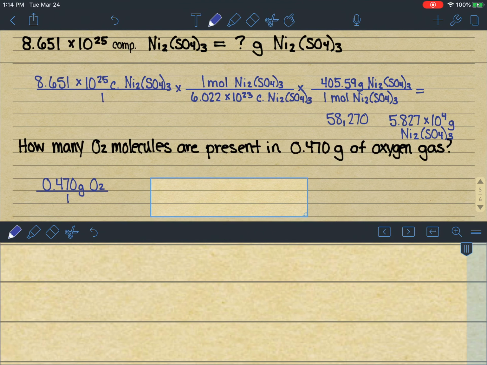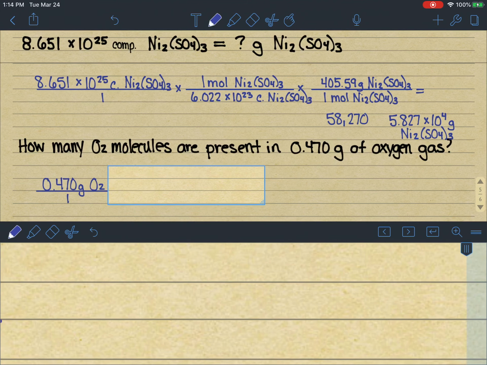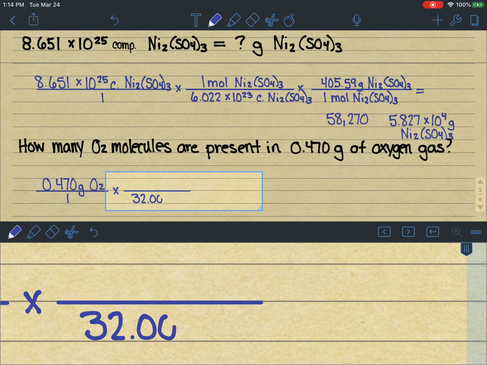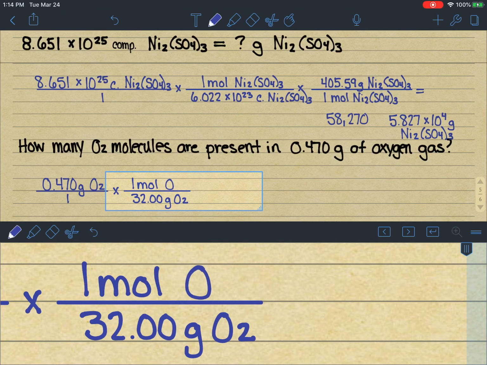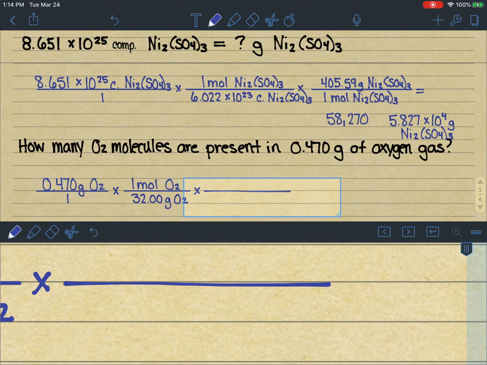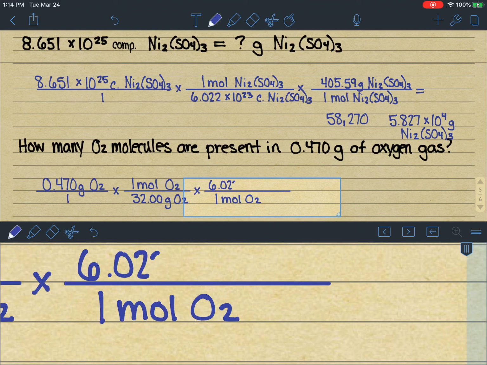All right, last one. How many O2 molecules are present in 0.470 grams of oxygen gas? Again, we have to go from grams to moles. So if we're calculating the molar mass of oxygen gas, that should be 32.00 grams of O2, and that's 1 mole of O2. And now 1 mole of oxygen gas goes on the bottom to cancel out. And we're going to multiply that times Avogadro's number.